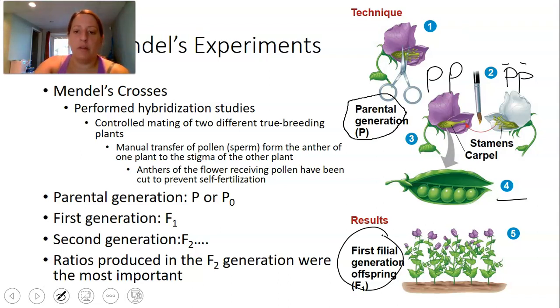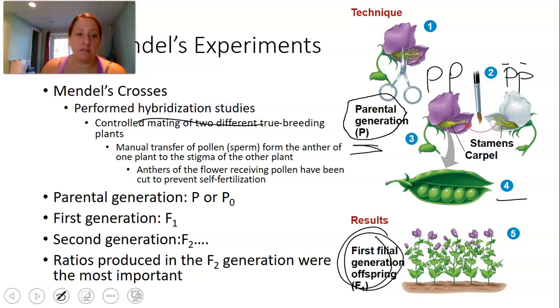So we started off with parents, generation P, that were all true breeding. He crossed them. We can also call this a hybridization study. He crossed them. And what he ended up with was the first filial generation. Now look at those plants. All of them produce purple flowers.